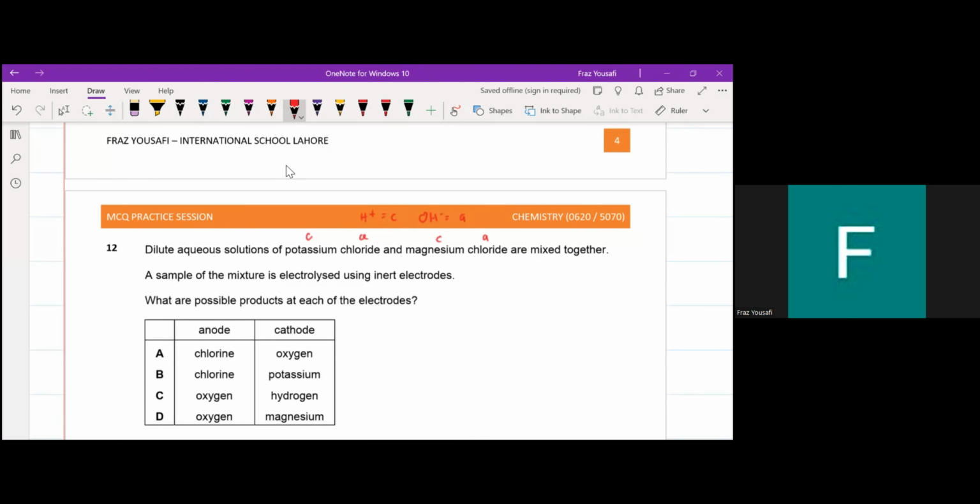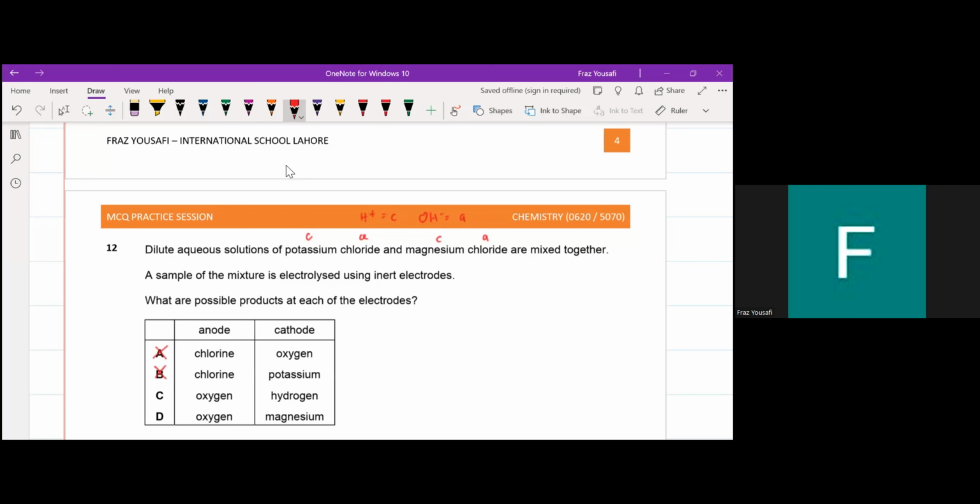So if that's what we're going to see, then what we need to understand is this. At the anode, I've got a bunch of chloride and hydroxide ions, but the solution is dilute. And if the solution is dilute, then chlorides cannot take preference. The only way the chlorides would ever take preference is if they are concentrated. So it cannot be chlorine at the anode. It has to be oxygen.